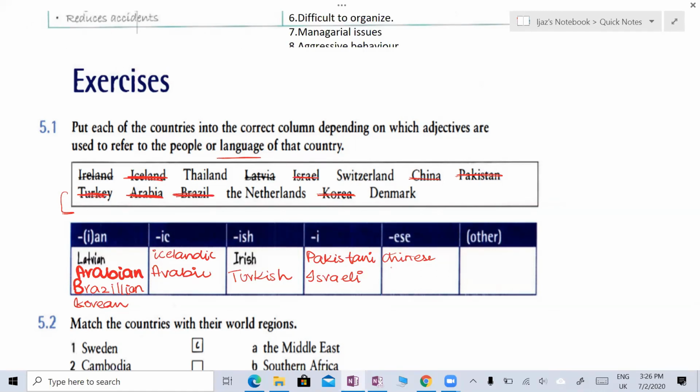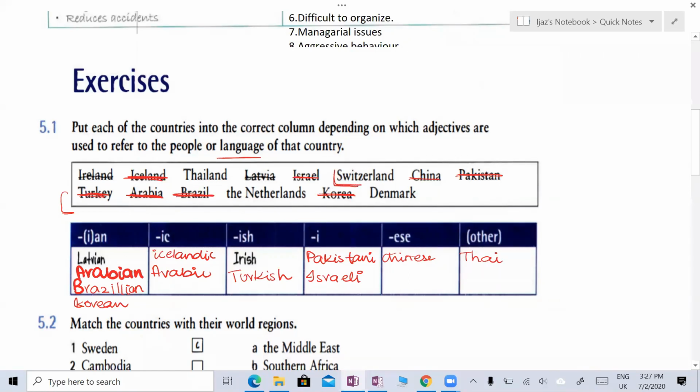Next one is the other countries. What are they? Thailand, Switzerland. But what is the language spoken there or the nationality? We can't say Thailand English, but we can say Thai. So in others, write Thai, and then there is another country, Switzerland.